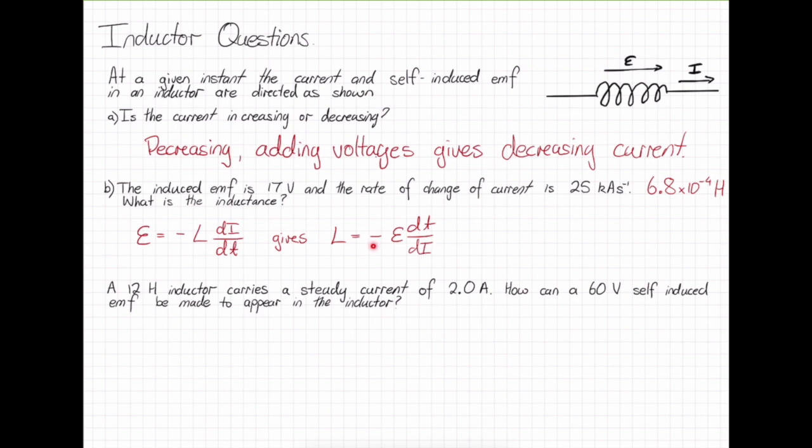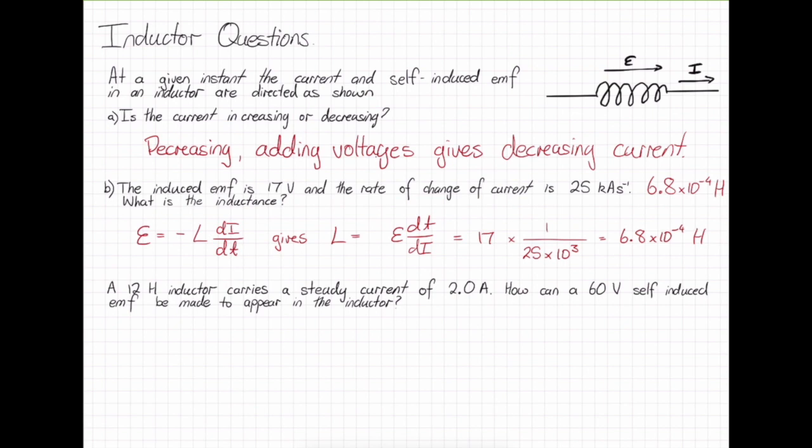In any situation, you are unable to have a negative inductance. That would be like saying that this inductor is going to be able to provide free energy. Therefore, we don't take into consideration the negative. So now we can just put in our numbers. So we're putting in that 17 volts times by 1 over our change in current, 25 times 10 to the 3, which gives us 6.8 times 10 to the negative 4 Henry. And that is our inductance.